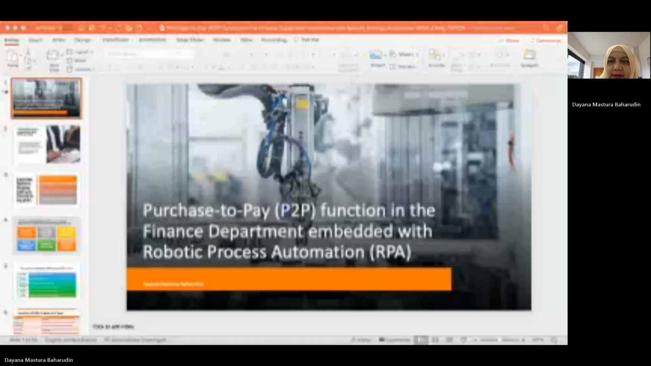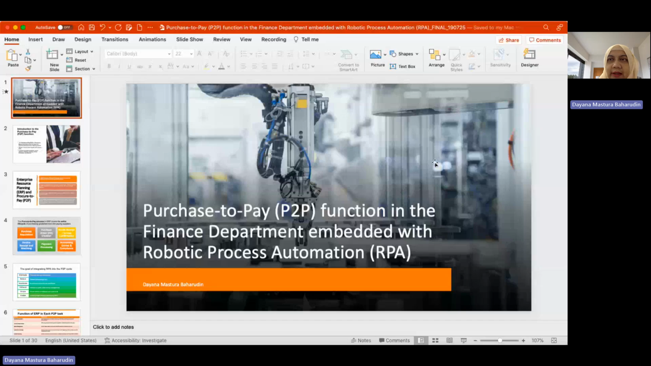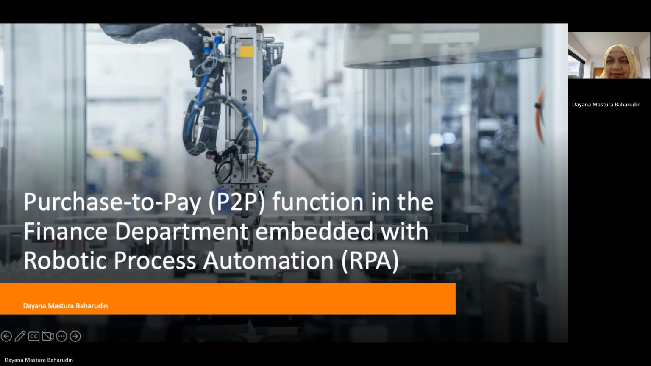Purchase to pay. Okay, there we go. So today's topic is related to purchase to pay. And purchase to pay is similar to the payables team.